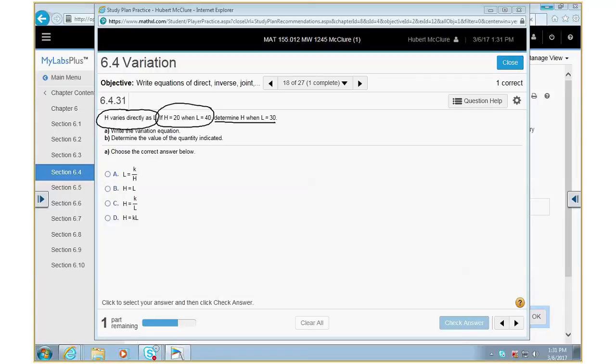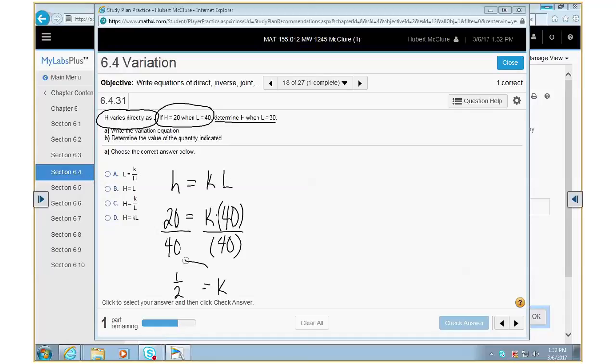So, H varies directly as what? L, Hubert. That's right, class. So, 20 is equal to K times what? 40. So, what do I need to solve for? K. So, how do I get rid of multiplying by 40? If I do it on one side, do it on the other. So K is equal to 1/2.